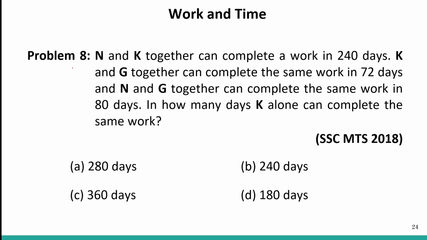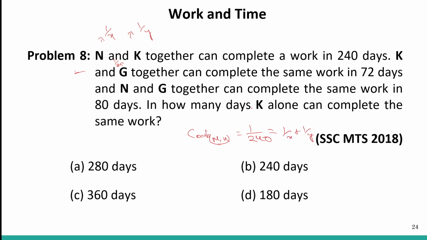So let's see problem number 8. N and K together can complete a work in 240 days. So combined N and K is equal to 1 by 240. Let N's work rate be 1 by x, K's work rate be 1 by y, and G's work rate be 1 by z. Let it be like this. So this is equal to 1 by x plus 1 by y, right?